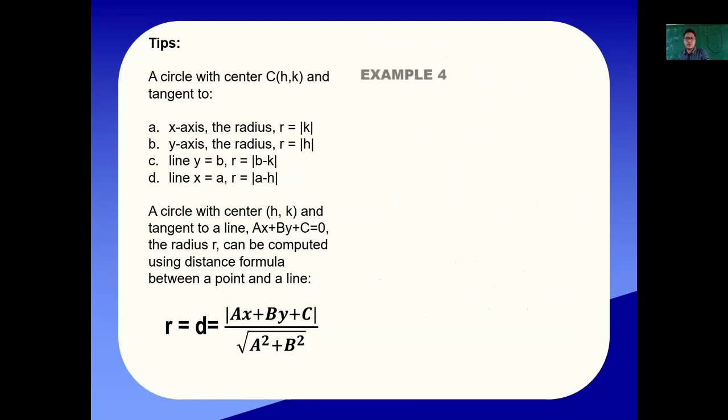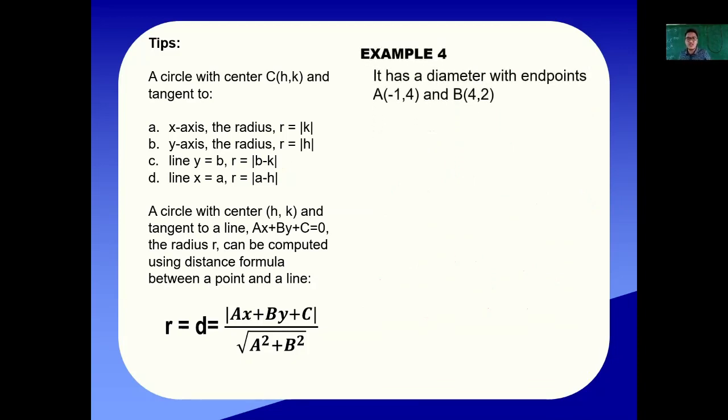For example, number 4, find the standard equation if it has a diameter with endpoints A(-1, 4) and B(4, 2). Here, meron daw tayong circle. At ang diameter daw niya is, given yung endpoints nila ng diameter. This is A, and this is B. For A, we have -1 and 4. For B, we have 4 and 2.